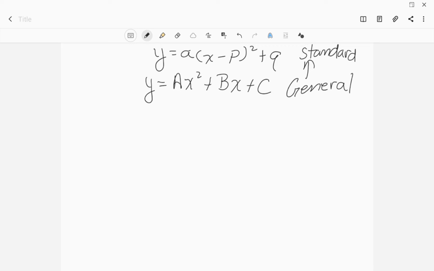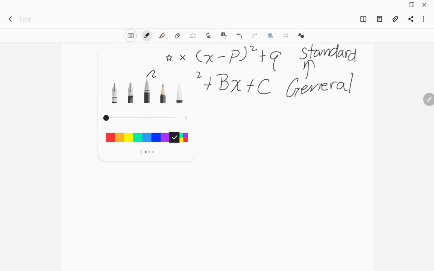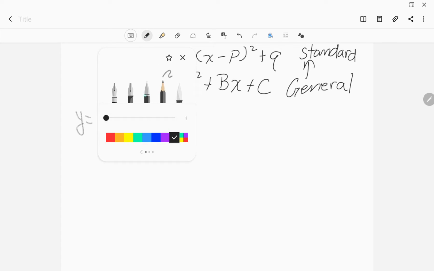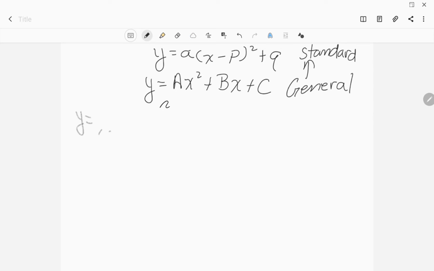For example, they give you an equation of y is equal to, just a sec. Let me just try a different thing here. Let's try this one. Okay. They give you an equation of y is equal to x squared. Nope, it still doesn't want to work there. Never mind. Something up with my screen there. I'm going to just go back to the darker one. And I'll go over here.